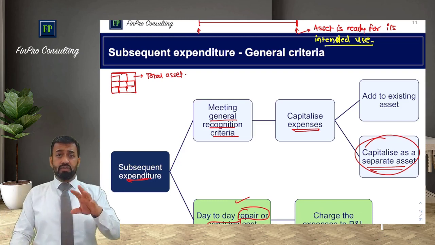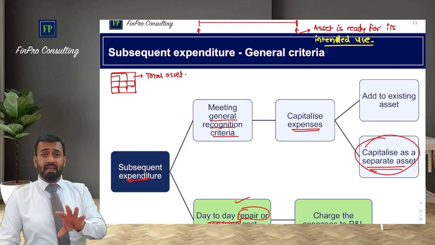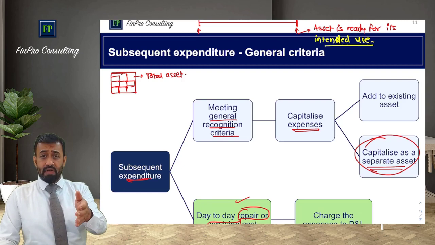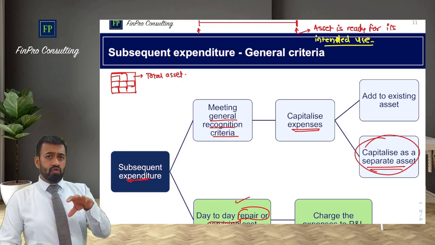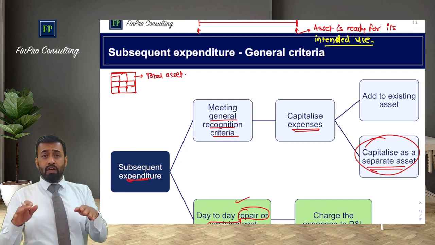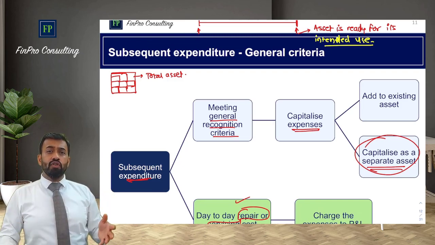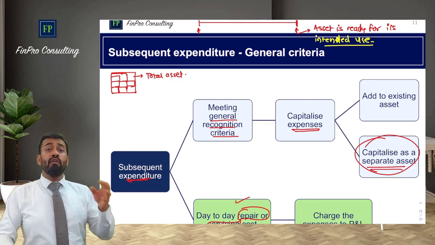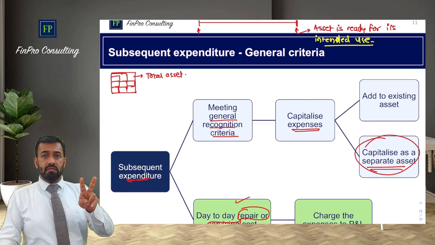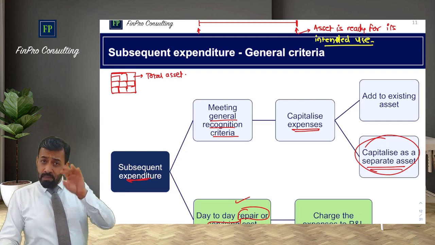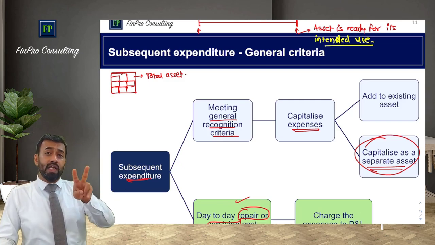There are questions which will be asked on componentization and subsequent expenditure in examination. For example, I will give you an example. We had taught this in our full-fledged batch also. That example I'm going to tell you. Entity constructs a factory. Factory has a useful life of 40 years. However, roof of the factory needs replacement after 20 years. So, replacement cost of the roof is going to occur after 20 years.